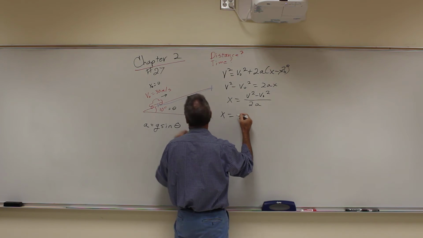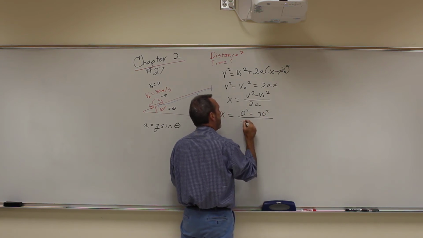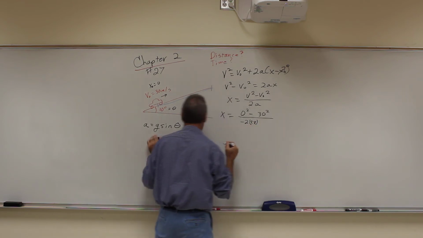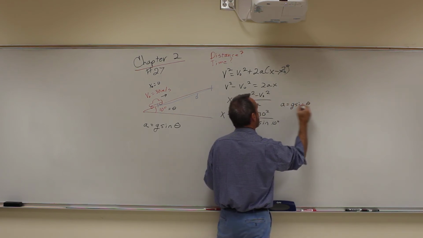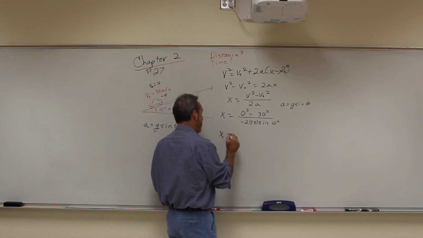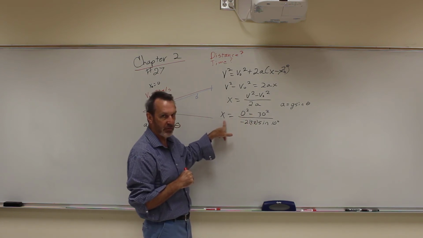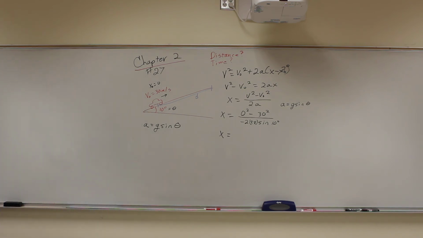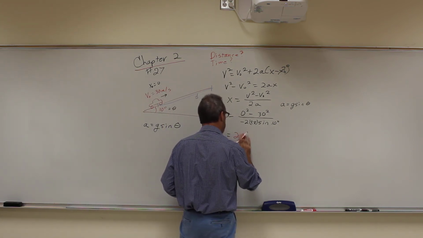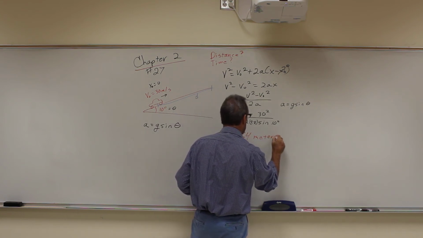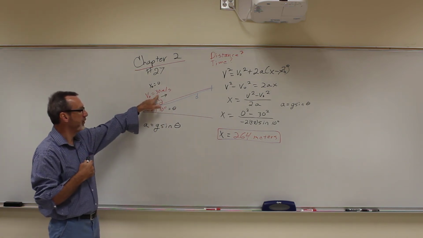So x is going to be equal to v squared, but that's 0 squared, minus 30 squared, over negative 2 times 9.8, which is g, times the sine of the angle, which is 10 degrees. Remember, I substituted in a is equal to g sine theta right here. If you didn't put the negative in here, then you would end up with a negative distance, which doesn't make any sense. So make sure you're careful about your signs. When you put all that in, you get the distance that the car travels is 264 meters. And you have 3 sig figs because it's actually 30.0 meters per second.